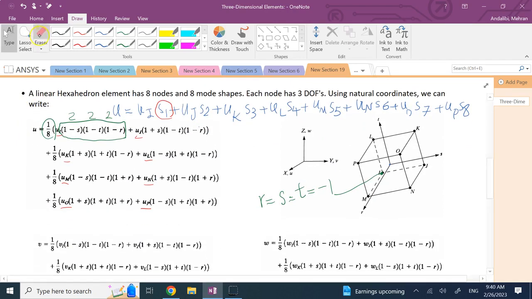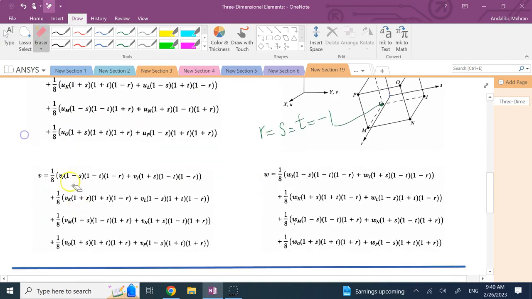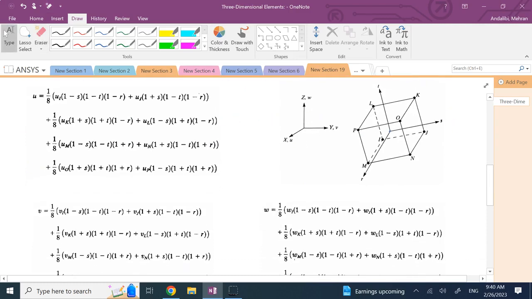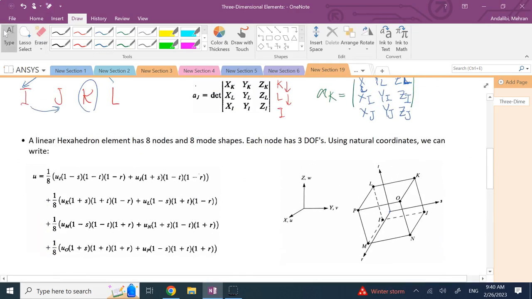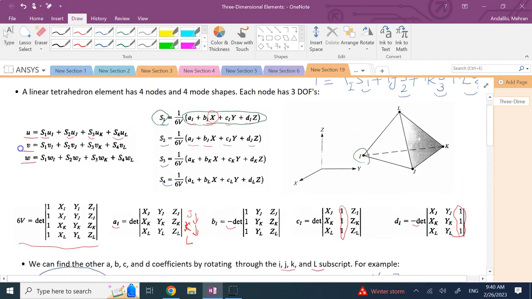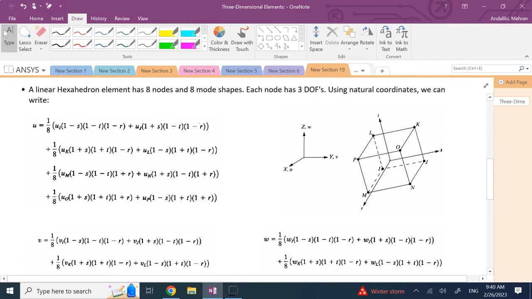So these are the mode shapes for U, and the exact same mode shapes are used for V and W, except the nodal values are changed for V and W here. So this is your two important and simple 3D elements. As I said, there are higher orders and other elements, prisms, and so on. But here we just want to keep the video short. Therefore, we just stop at looking at these.